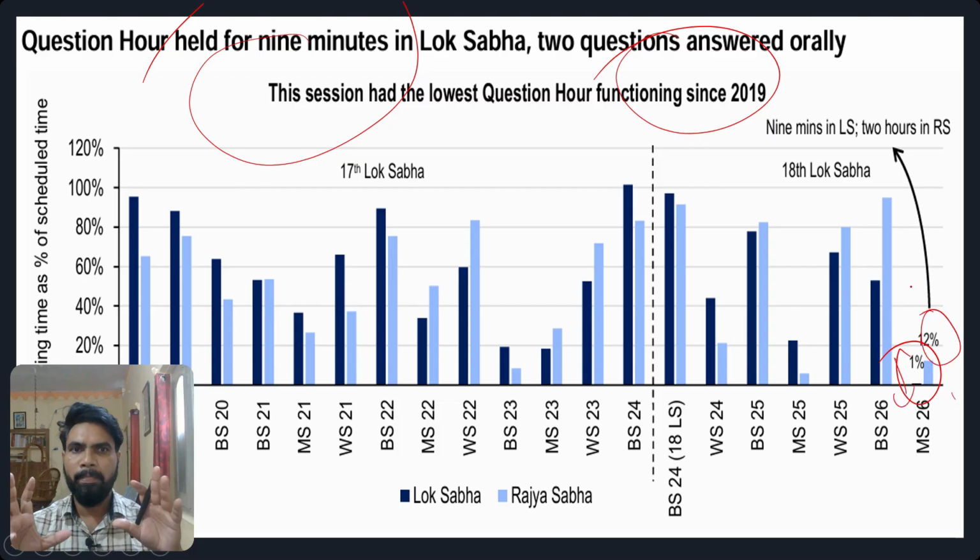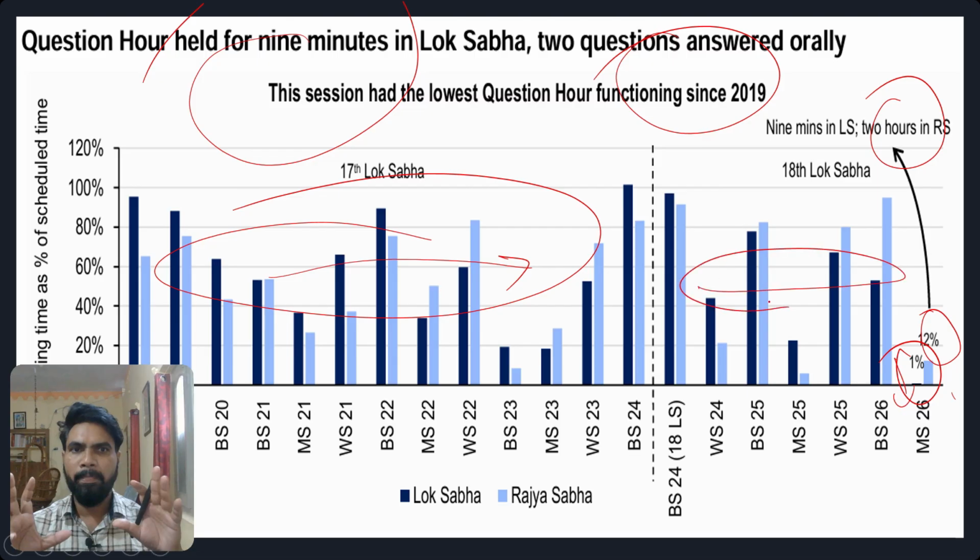In Rajya Sabha, it was slightly better. 12% of the allocated time was spent on question hour, that is 2 hours in Rajya Sabha. If you see the 17th Lok Sabha, the previous Lok Sabha, the performance was slightly more stable and better compared to the high rises and falls in the 18th Lok Sabha.